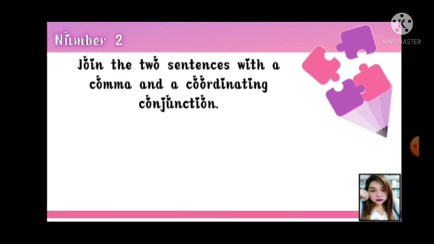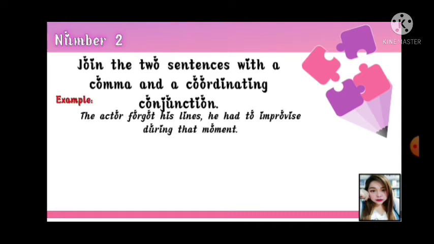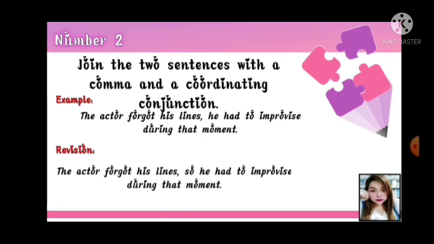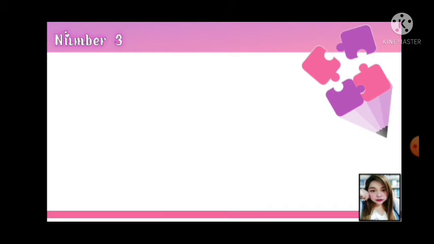Number 2, join the two sentences with a comma and a coordinating conjunction. Example, the actor forgot his lines. He had to improvise during that moment. So for revision, it should be, the actor forgot his lines, comma, so, a coordinating conjunction, he had to improvise during that moment, period. So we have here a comma and then a coordinating conjunction.